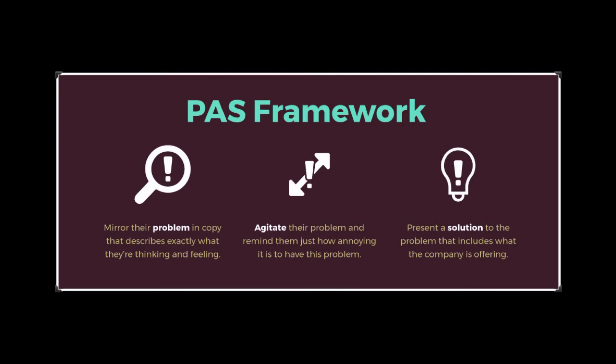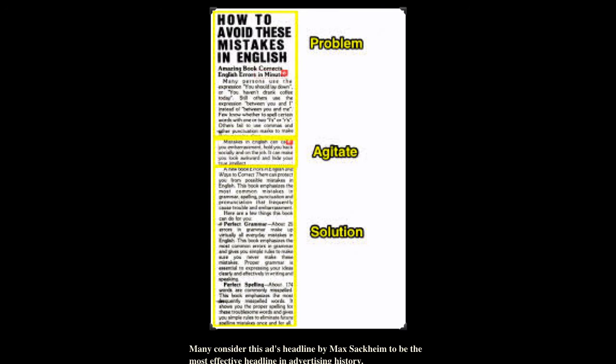So you mirror their problem in copy, describing exactly what they're thinking and feeling, so emotional triggers here. Then you agitate that problem by just reminding them how annoying it is to have this problem. And then you present your solution. And this is ideally a fairly quick solution, not a 30-page ebook, but maybe a checklist, a quick guide, some kind of a quick offering that solves that problem fast.